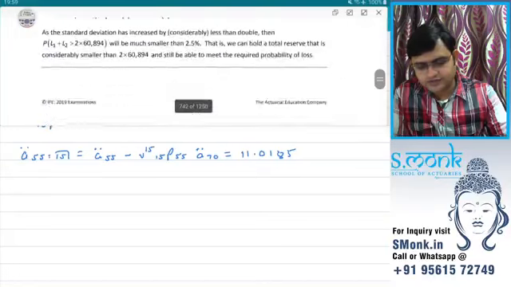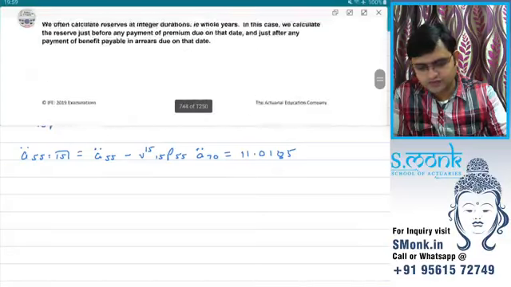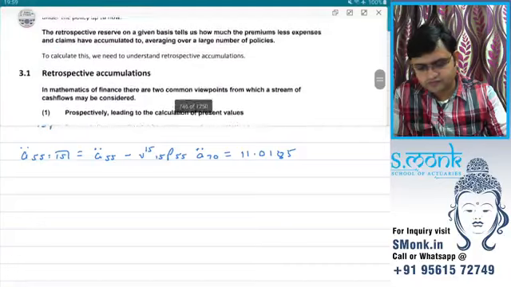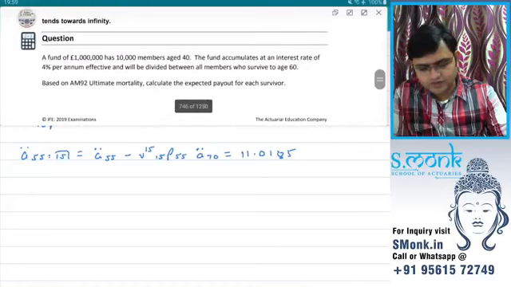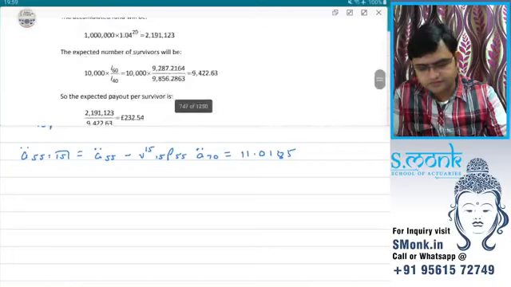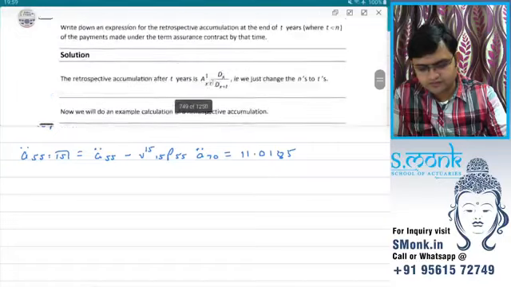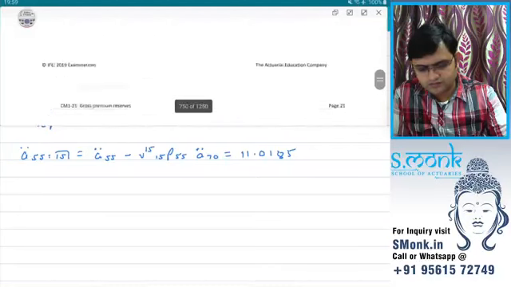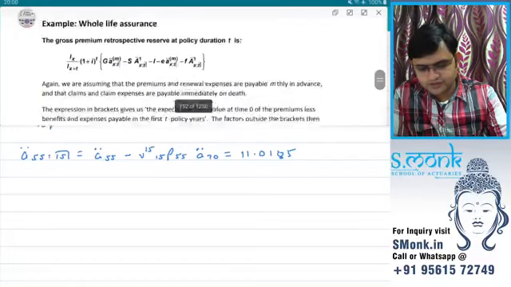Let's calculate retrospective reserves. Not given a good gross premium retrospective reserve.